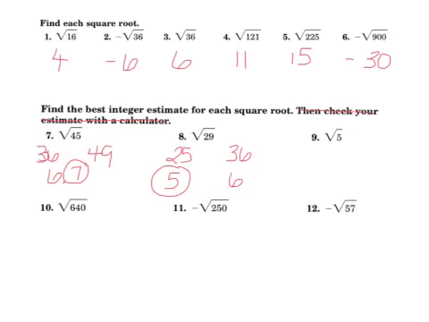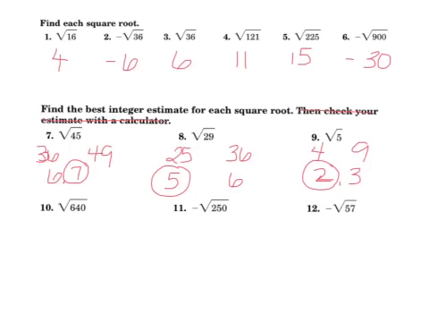All right, the square root of 5. Well, let's think. 1 times 1 is 1, 2 times 2 is 4, 3 times 3 is 9. So those are my two perfect squares. It's in between, so it's going to be between 2 and 3, and it's going to be closer to 2 because 5 is closer to 4.